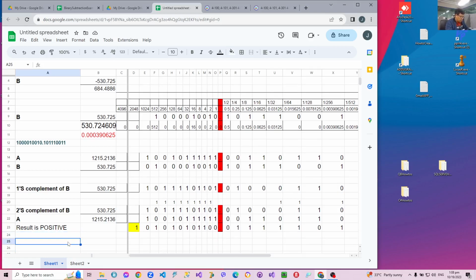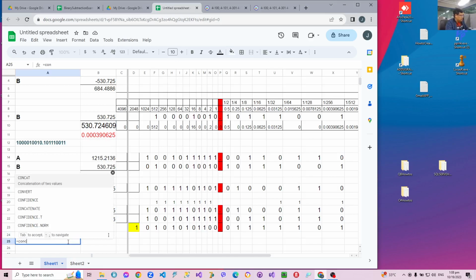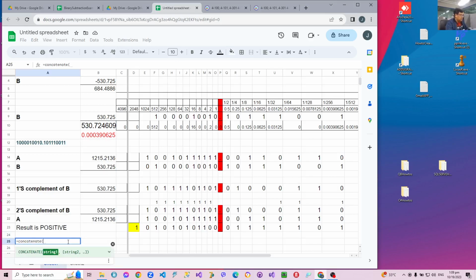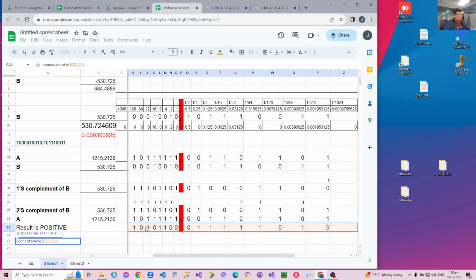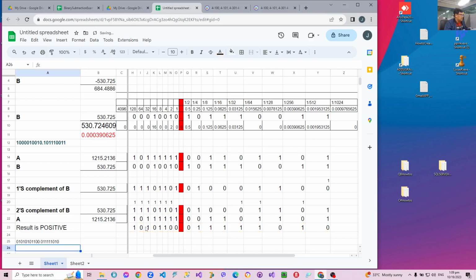So we can now concatenate our answer using the concatenate formula. We start from the bit after the overflow to the last bit. So this is supposed to be our answer. In the actual exam, you're going to match this to one of the choices. If you find a match, you pick that choice. Otherwise, you pick none of the other choices.